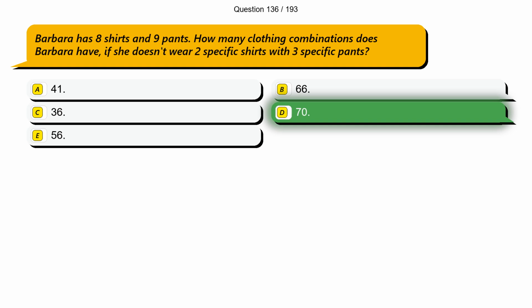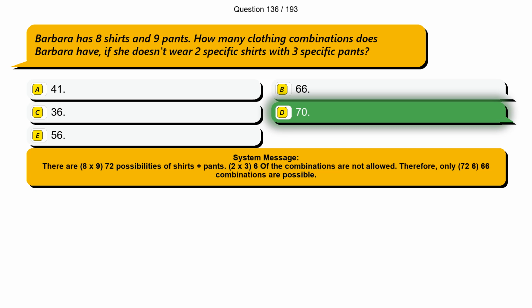The correct answer is option D, 70. There are 8x9, 72 possibilities of shirts plus pants. 2x3, 6 of the combinations are not allowed. Therefore, only 66 combinations are possible.